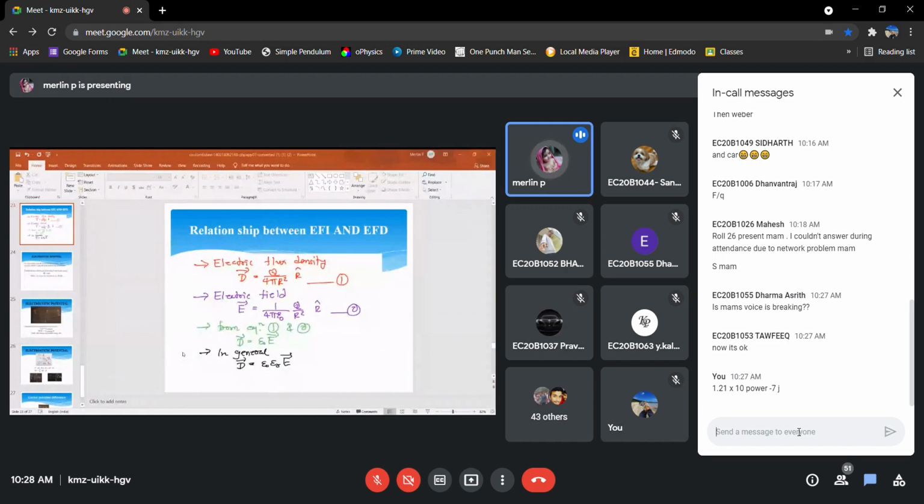Find out electric flux density with the help of this formula, electric field. For charge Q, you can take that 55 microcoulomb. For the unit vector, magnitude, right? And in terms of vector, you will get the answer.